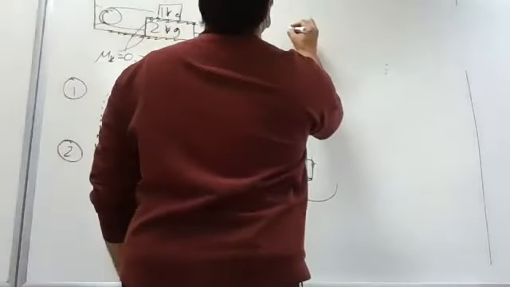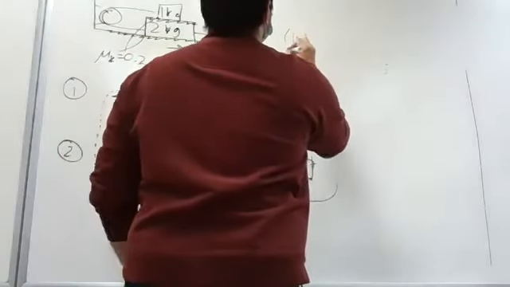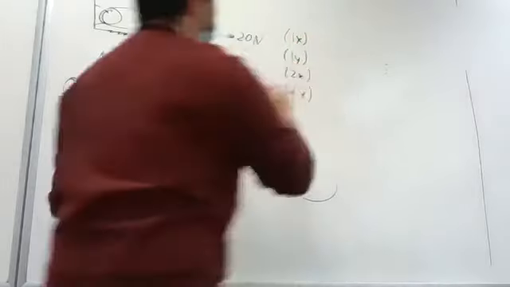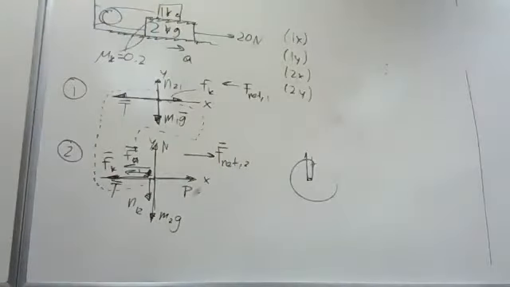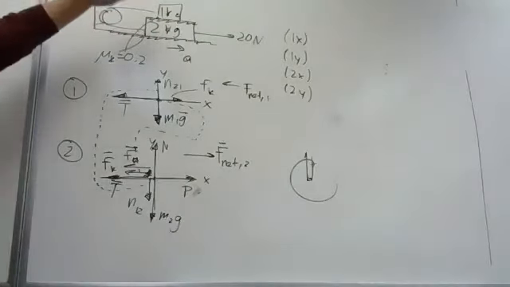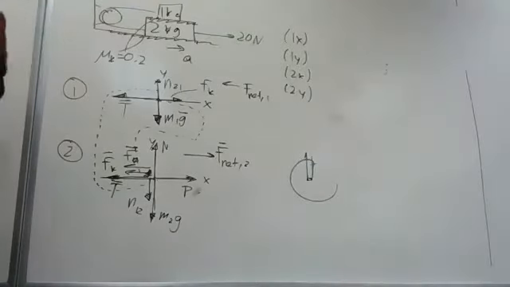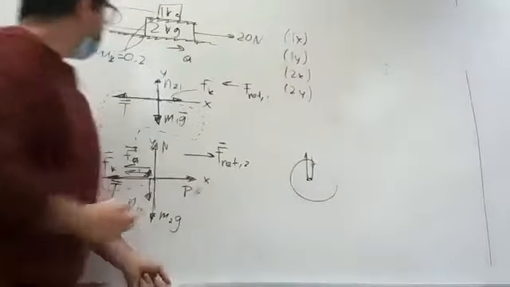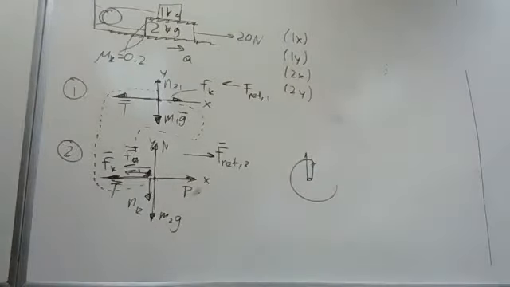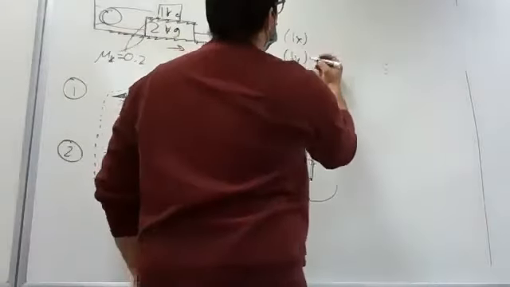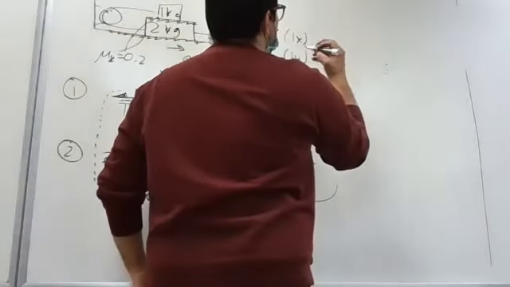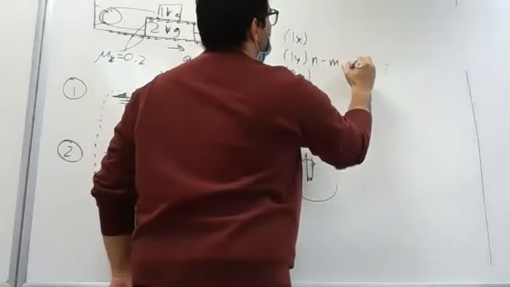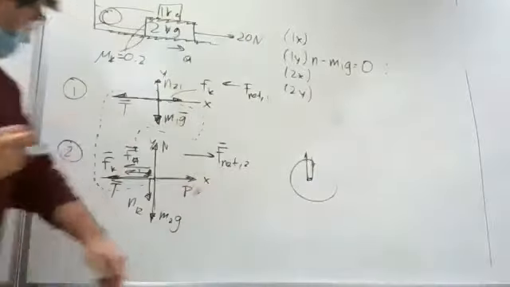So we've got 1x, 1y, 2x, and 2y. Okay. It's easiest to start at the top and work your way down. 1y. So 1y is going to be, now I have little n and capital N. I think that's probably the best. So 1y is, now let's see, it's little n minus m1g equals 0. That's the easy one.